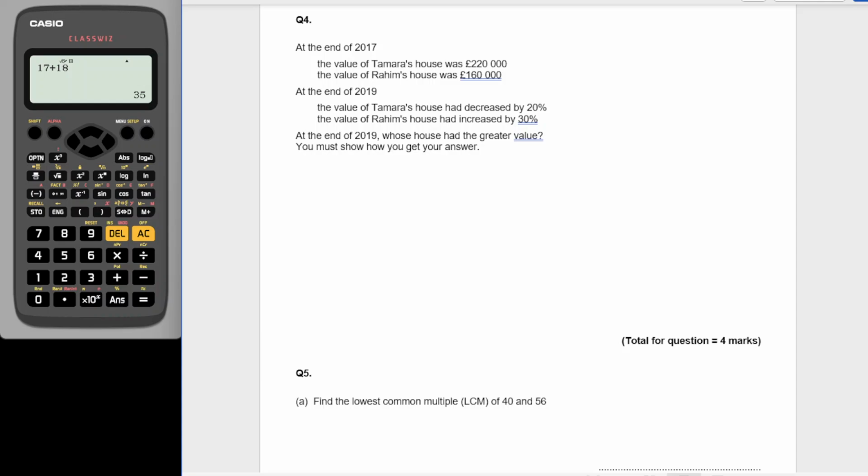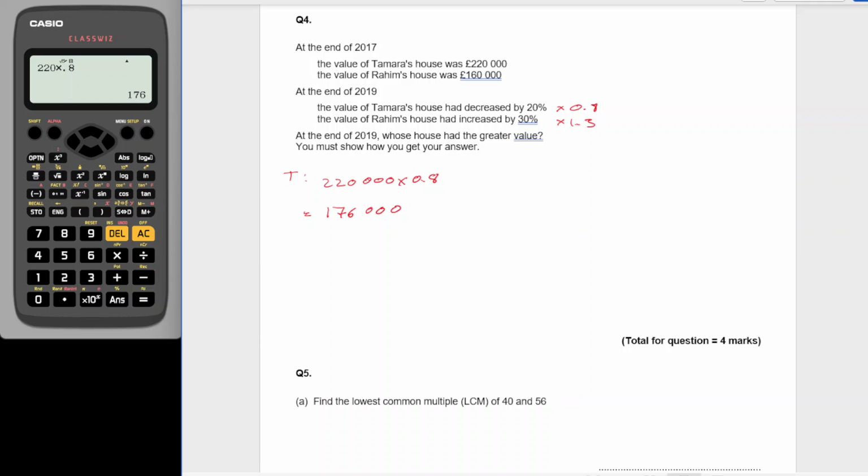Okay, so a decrease of 20% is a multiplier of 0.8, and an increase of 30% is a multiplier of 1.3. So if I start with T's house and do 220,000 times 0.8, the value of this house becomes 176,000. I've just missed off the 1,000 in my calculator to save me putting the zeros in, because it would still have the same value.